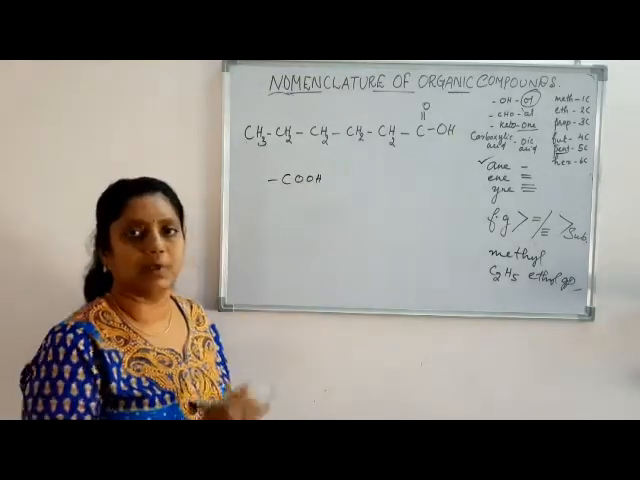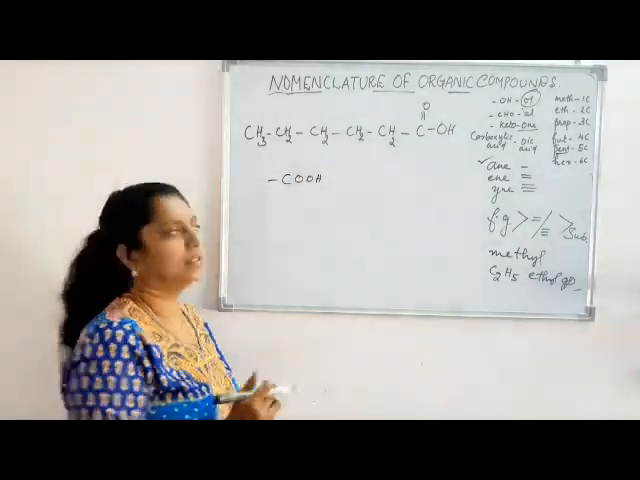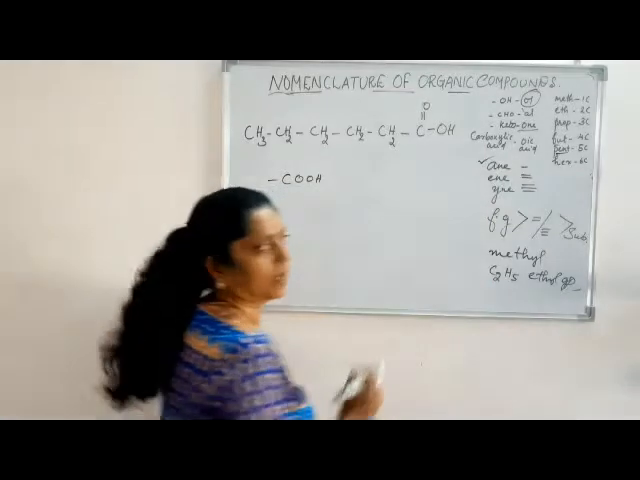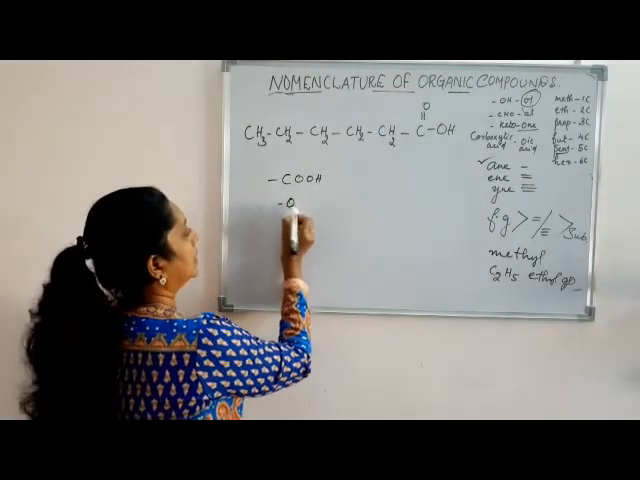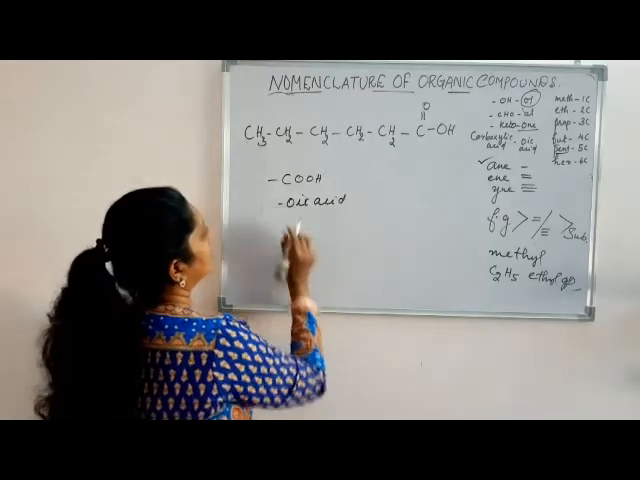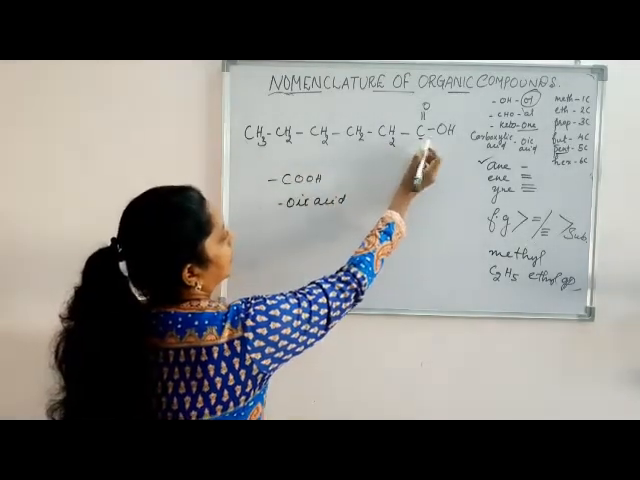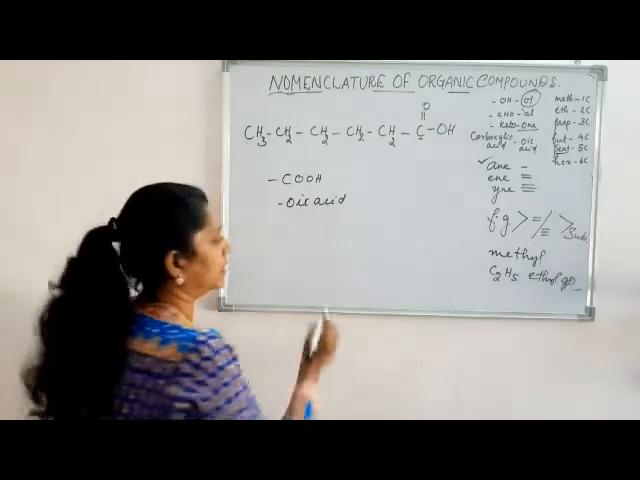In this compound, there is a functional group C double bond O, OH, that is COOH. This is the carboxylic acid group. When this group comes in the compound, the suffix used is oic acid. Now identify the longest chain. 1, 2, 3, 4, 5 and 6. Here is a carbon atom. 6 carbon atoms are here.